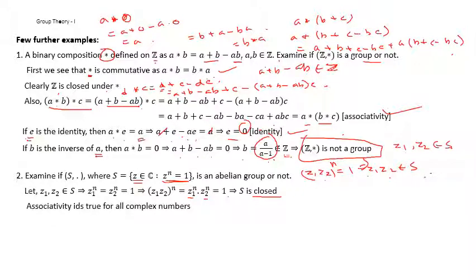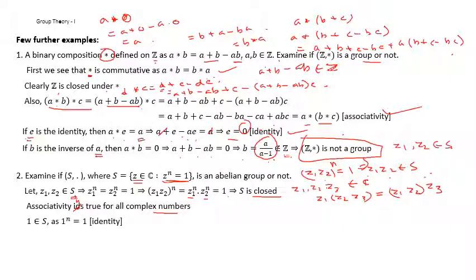Now associativity is true. This is true for all complex numbers because if any z1 z2 z3 are any three complex numbers, then z1 into z2 z3 is nothing but z1 z2 into z3. This is true for all complex numbers. So in particular, if z1, z2, z3 belongs to S, it is also true for those values. তাহলে associativity নতুন করে প্রমাণ করার দরকার নেই, because it is true for all complex numbers.